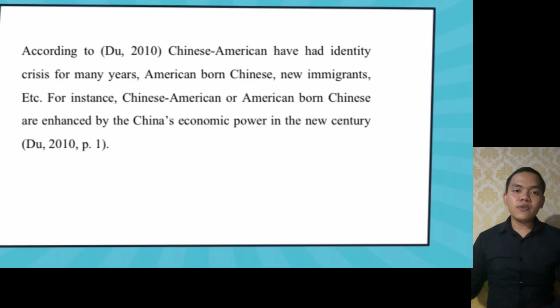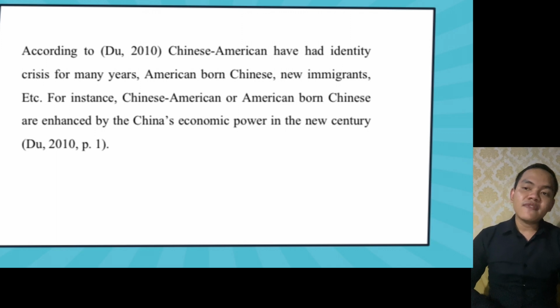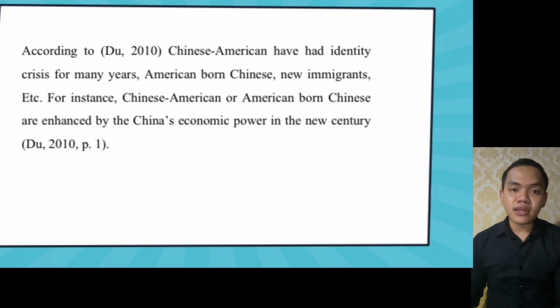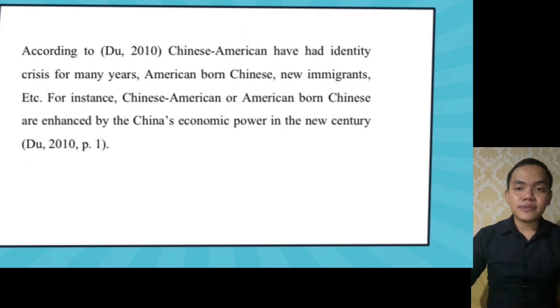And when we discuss my midterm paper, we discuss Chinese Americans. According to Du in 2010, Chinese Americans have had an identity crisis for many years. And how can that happen? Because Chinese Americans or American-born Chinese are changed by China's economic power in the century.